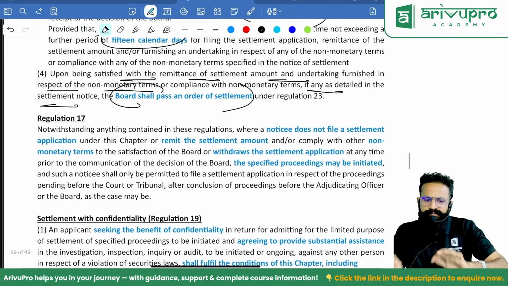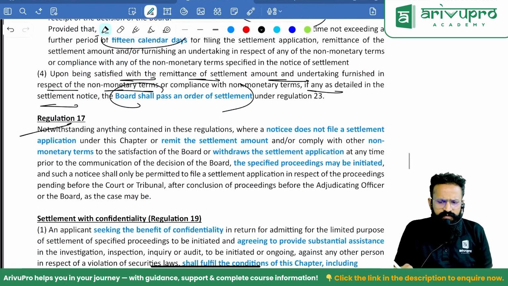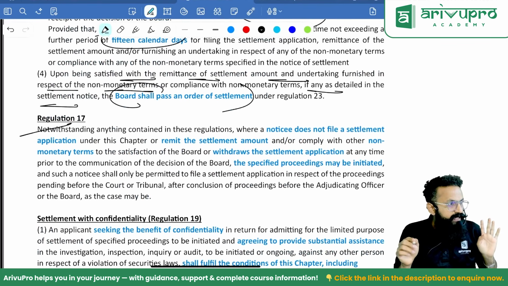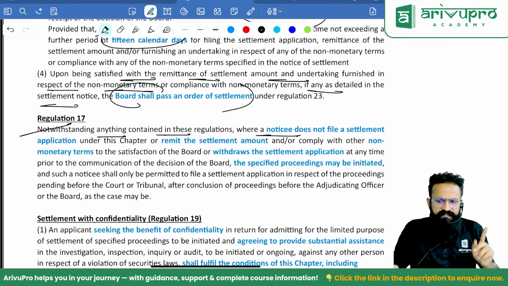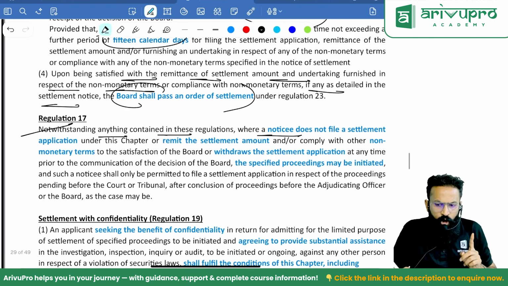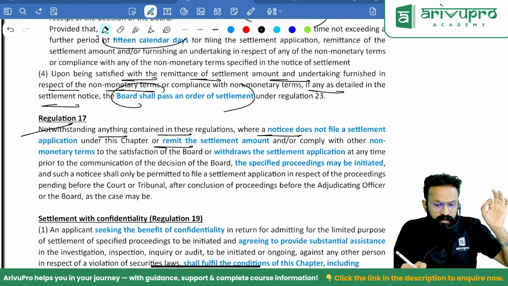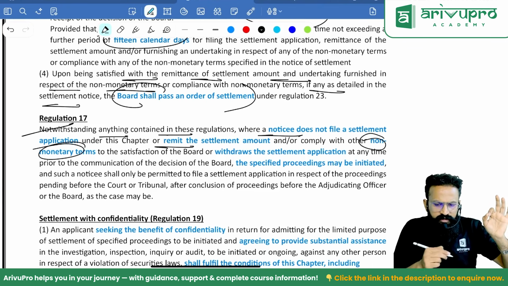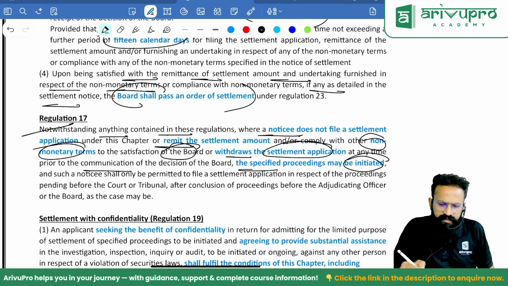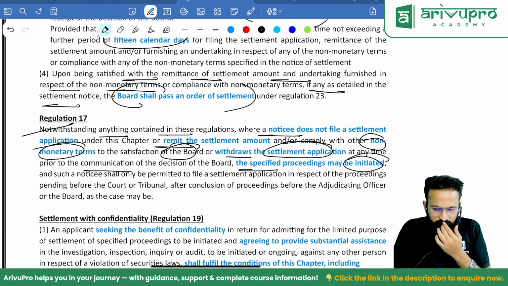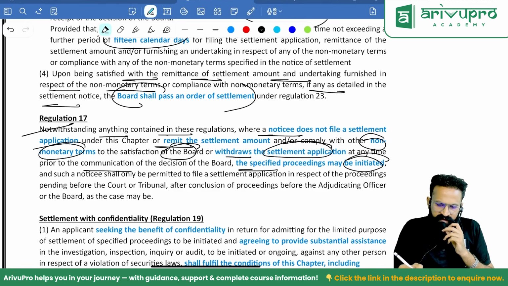Okay, what does it say? Regulation 17, notwithstanding anything, all these try to remember as summary. Regulation 17, notwithstanding anything contained in these regulations, where a notee does not file a settlement application or remit the settlement amount or comply with non-monetary terms to the satisfaction of the board or withdraws the settlement application at any time prior to the communication of decision of the board, the specified proceedings may be initiated and such a notee shall only be permitted to file a settlement application in respect to the proceedings pending before the court or tribunal after the conclusion of proceedings.